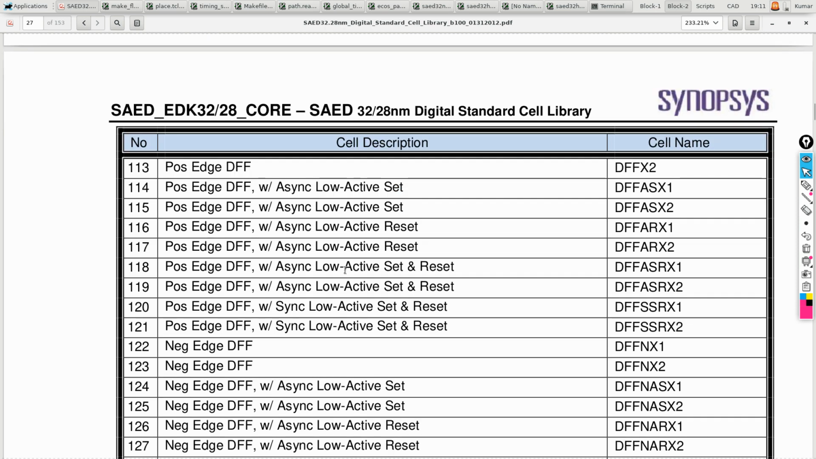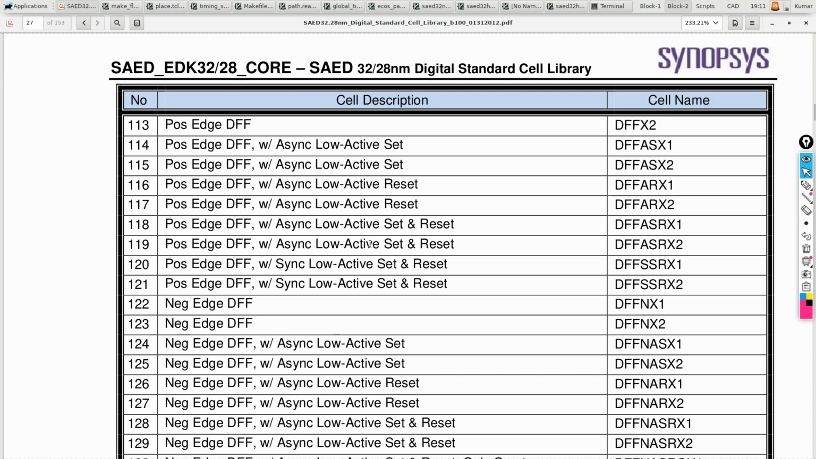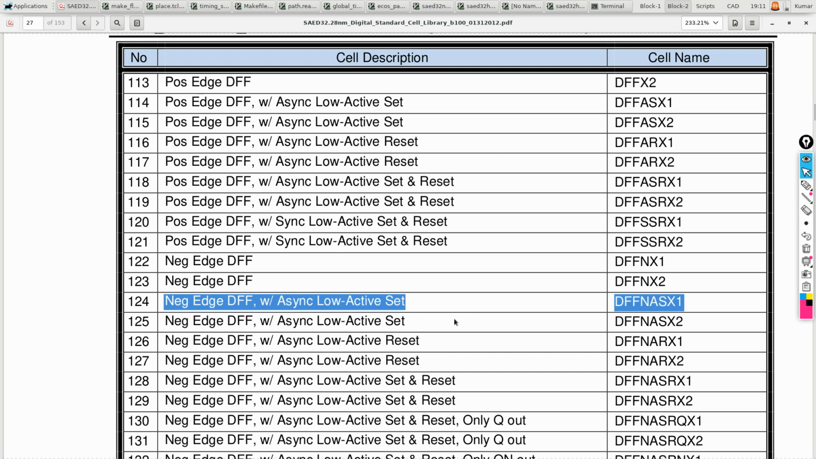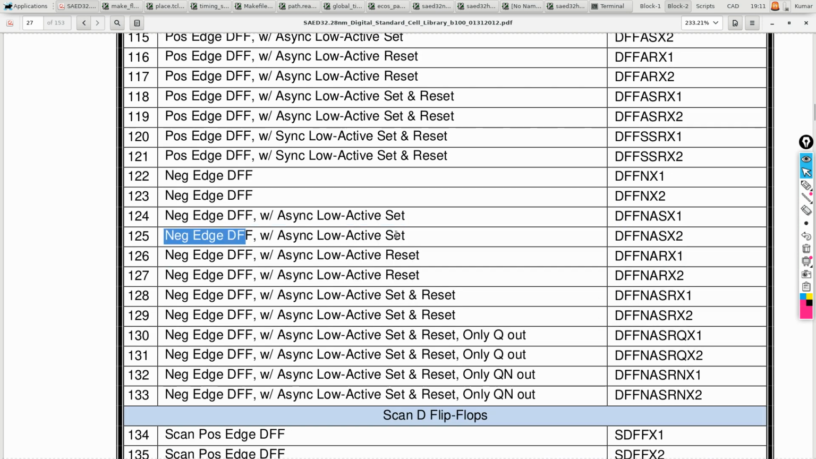Now this is synchronous low active. Here it is asynchronous low active, whereas this is synchronous low active. So there are different things. Now you see here, this is negative edge triggered DFF, so DFF N X1. That's what I was just telling. It's negative. So you have all kinds of registers given to you in the standard cell library, and these would be used when we do synthesis.